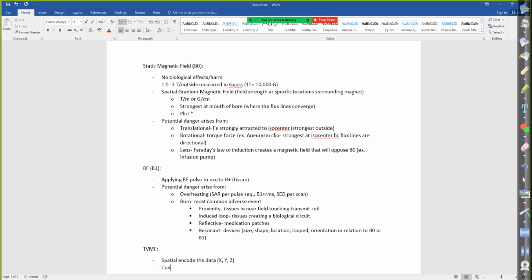These are constantly turning on and off. That's where we get that really loud noise, which can be described as Lorentz force, I think it is. Lorentz, yeah. That's the loud noise.